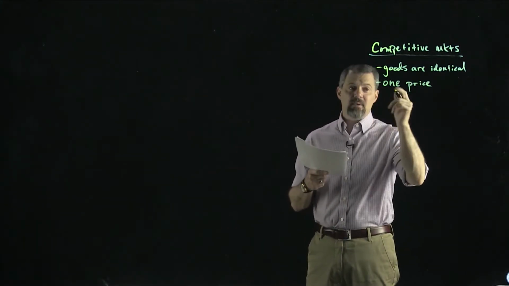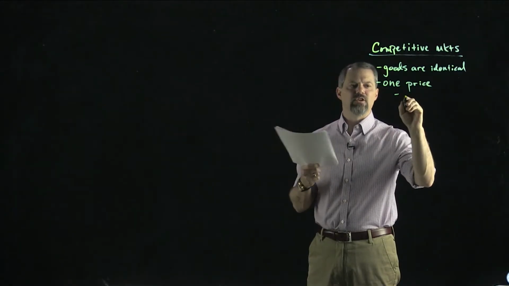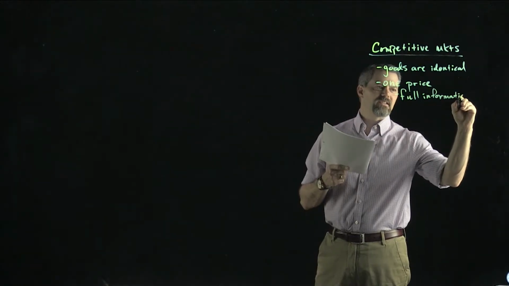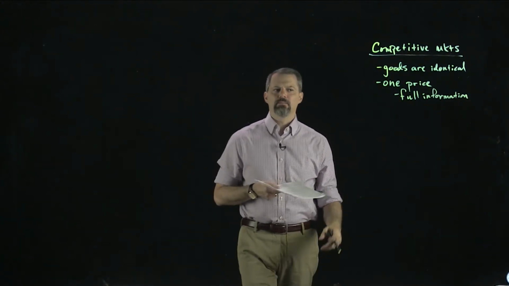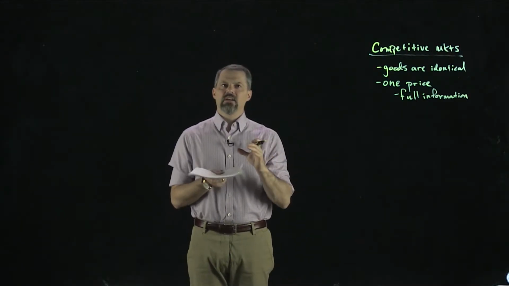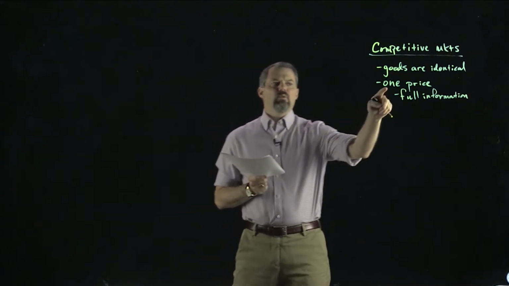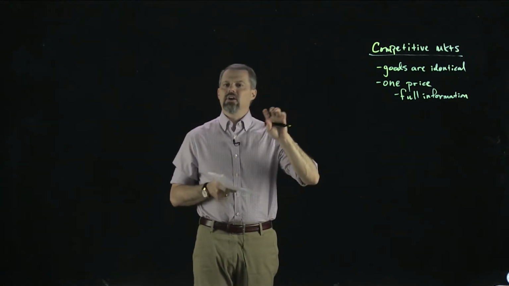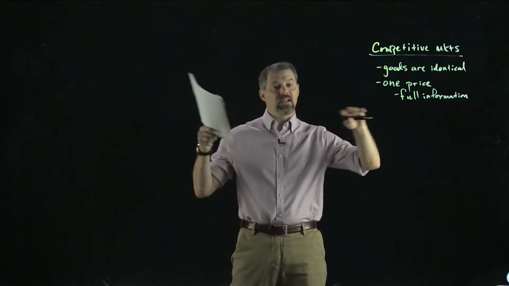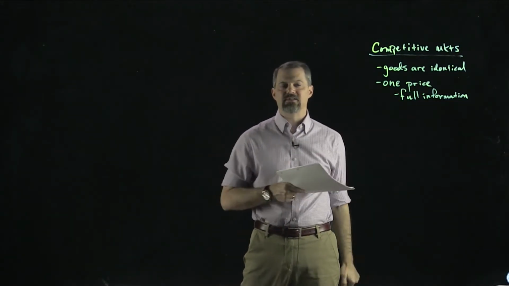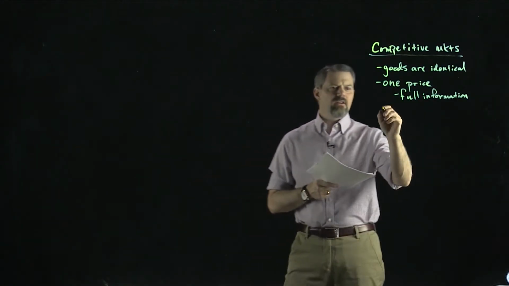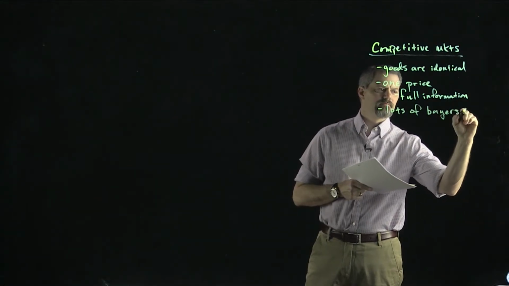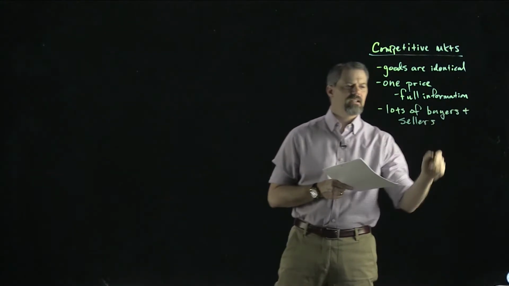And we're going to be thinking about this in terms of people having full information. A lot of times we don't talk about that assumption in a principles class, but it's important that we think about it in this class because it's necessary for there to be one price. And I'll explain why here in just a second. But all of the buyers have full information about all the places they can buy it at and the prices that other sellers are selling it for. And then there are lots of buyers and sellers.